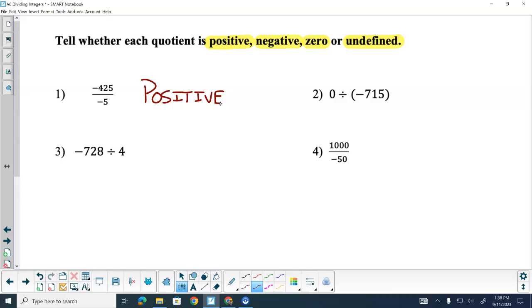Number 2, 0 divided by negative 715. Is that positive, 0, negative, or undefined? 0, because it's 0 divided by some number, that one's going to be 0. Number 3. Positive, 0, negative, undefined. Negative? Negative.